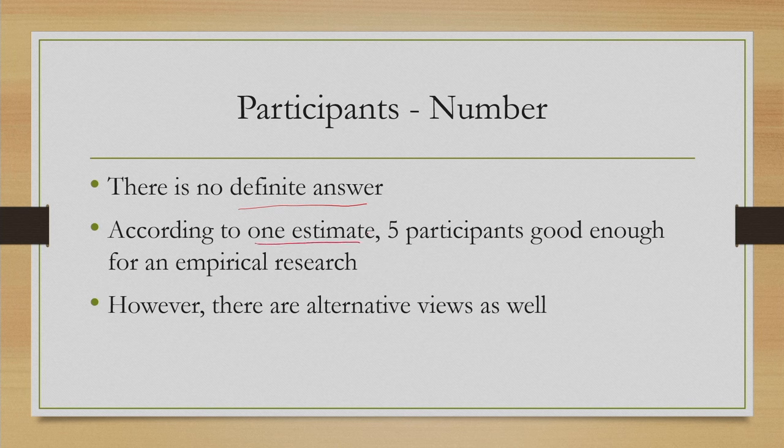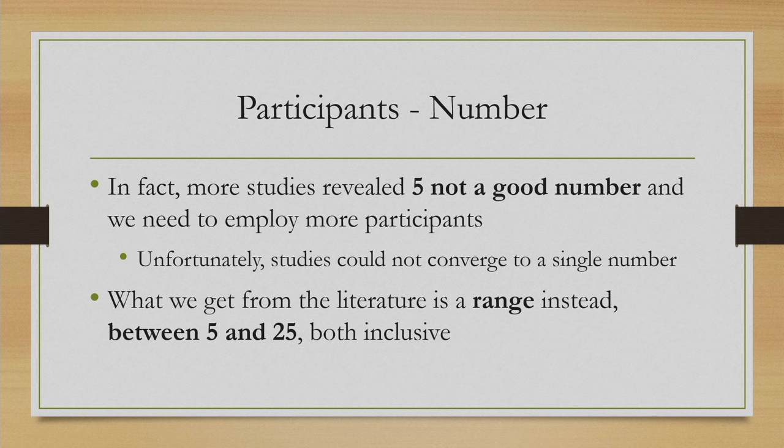According to one estimate, note that it is only an estimate, 5 participants are good enough for an empirical research, although there are alternative views as well. In fact, more studies have revealed that 5 is not a good number, and we need to employ more participants. Again, unfortunately, studies could not converge to a single number. Although studies have revealed that data generated from 5 participants need not lead to a reliable conclusion, none of the studies could definitely agree on a single number. So, different studies tell us about different numbers.